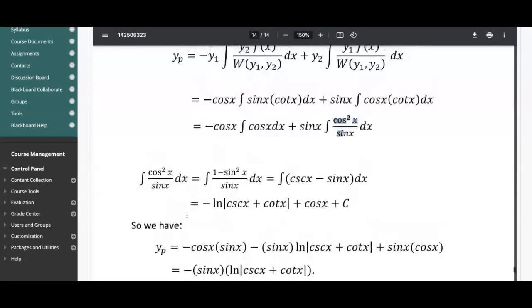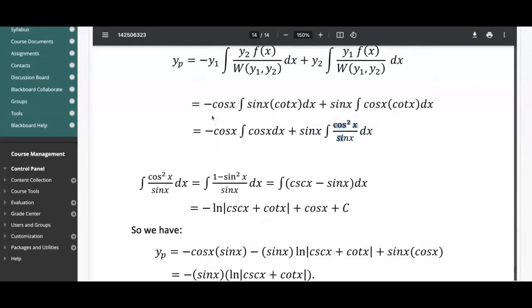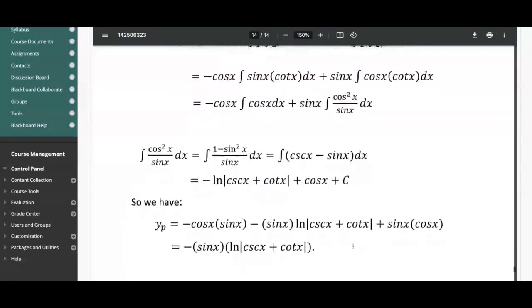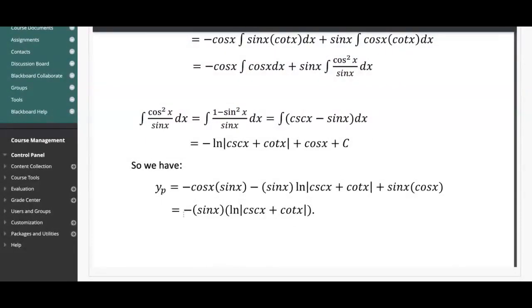So a particular solution now becomes negative y1 cosine x, or integrate this, just sine. Now sine times this one times this one. Simplify, in the end we get this. So this is a particular solution for that.